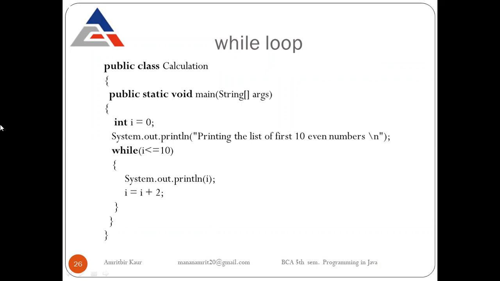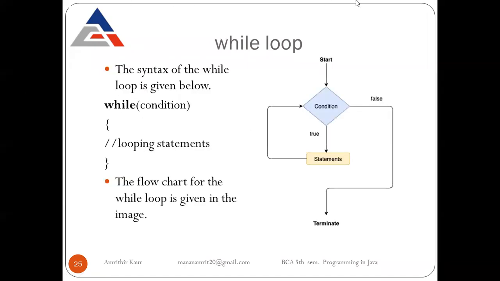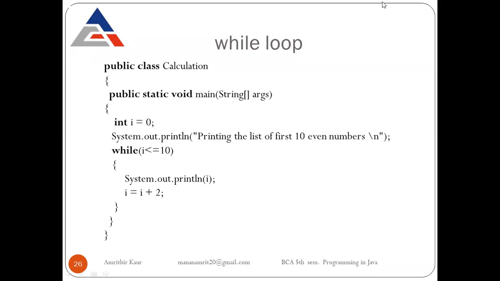So it will print 0. And after printing 0, the value will be updated by 2. So here we update the value of i, like i equals i plus 2. When the value is updated, then again the condition will be checked. So after this, control will go here. Now the value of i: firstly we have value 0, less than or equal to 10. The condition is true and it will be printed on the screen.